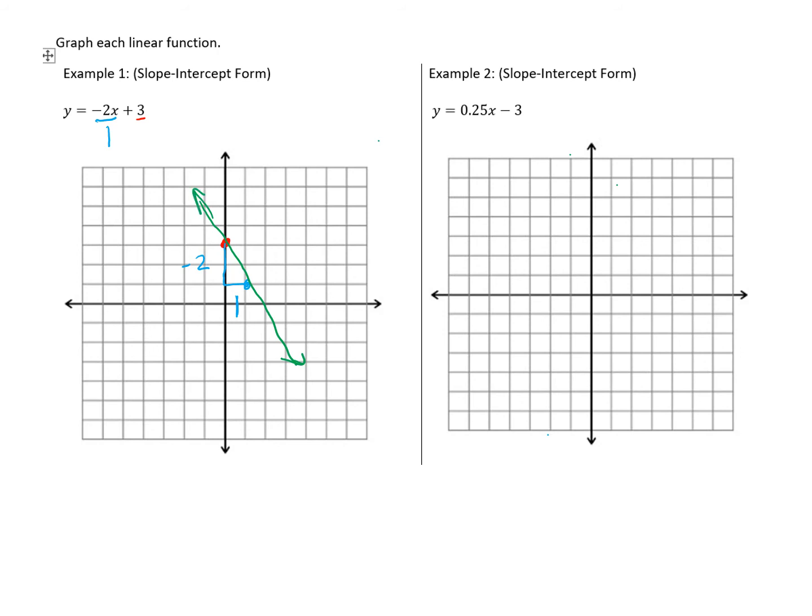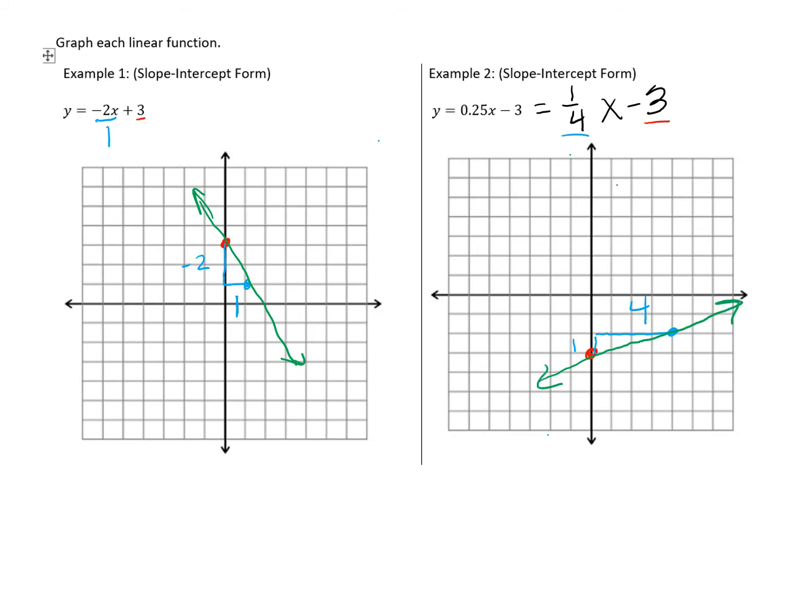All right, for the second equation, that one looks a little weird. That decimal I'm not a fan of, but I know that 0.25 is a quarter, so that's 1/4 of a dollar. So I'm going to write that as 1/4 x minus 3. Again, we look at the -3 as our y-intercept. So I'll start there, and then I'll have my slope. This time my slope is positive, so I'm going to go up 1 and over 4, and then I will draw a line through those 2 points.